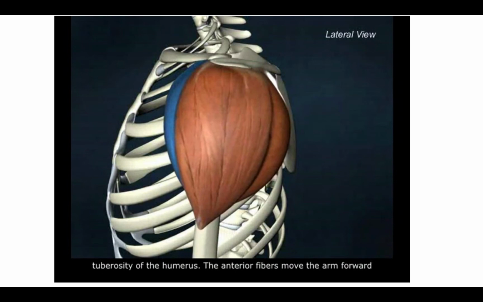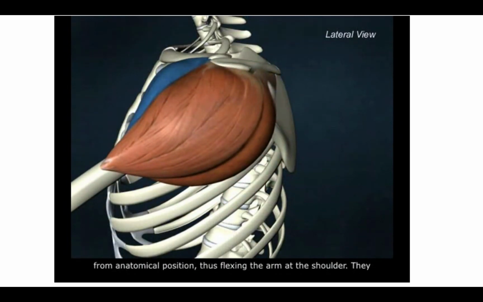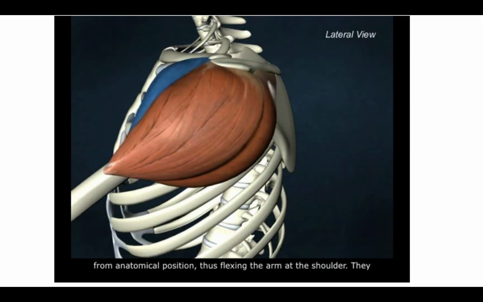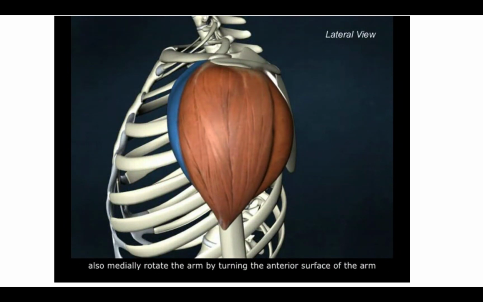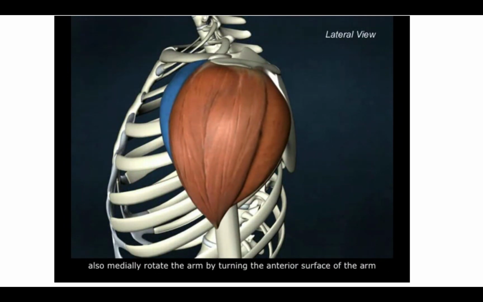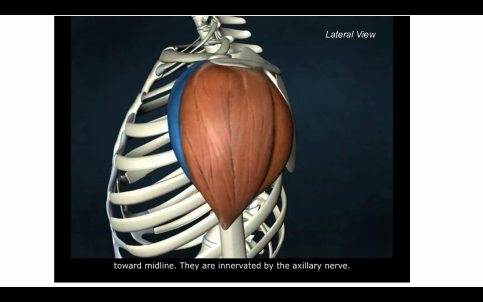The anterior fibers move the arm forward from anatomical position, thus flexing the arm at the shoulder. They also medially rotate the arm by turning the anterior surface of the arm toward midline. They are innervated by the axillary nerve.